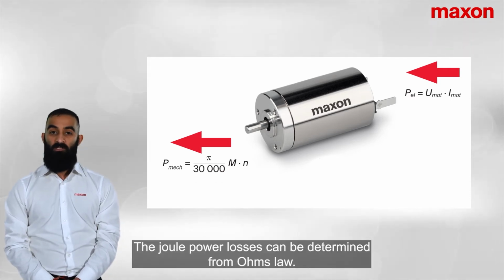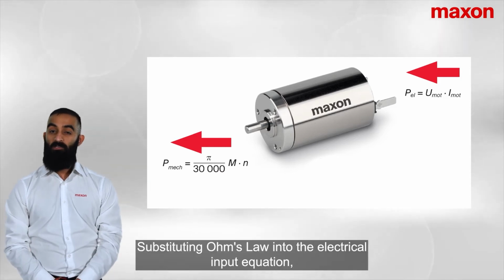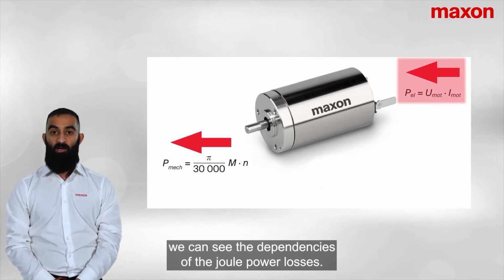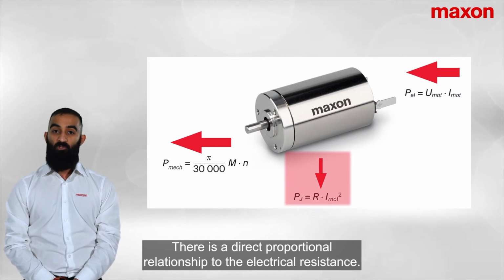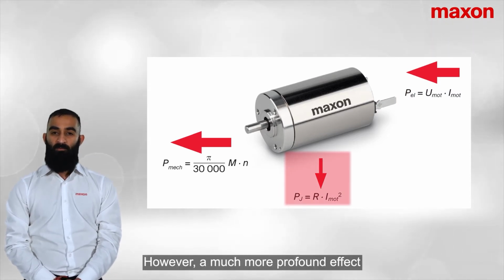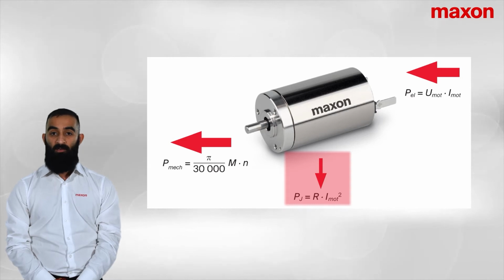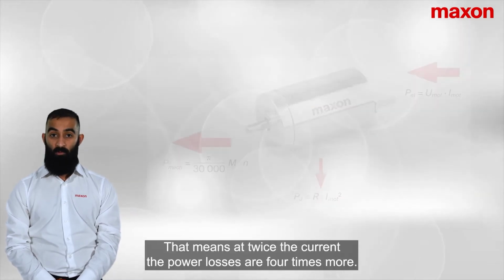The joule power losses can be determined from Ohm's law. Substituting Ohm's law into the electrical input equation, we can see the dependencies of the joule power losses. Observe the equation. There is a directly proportional relationship to the electrical resistance. However, a much more profound effect comes from the current. As can be seen, it's to the current squared. That means at twice the current, the power losses are 4 times more.